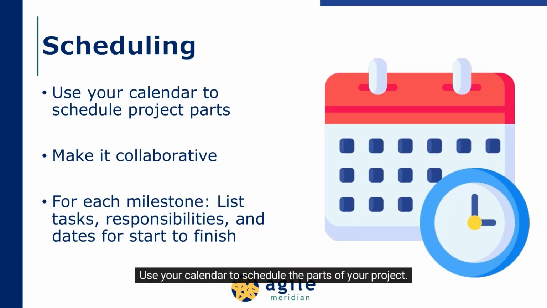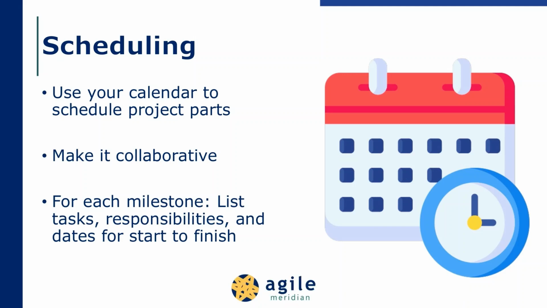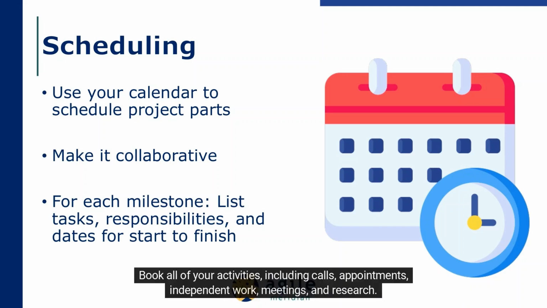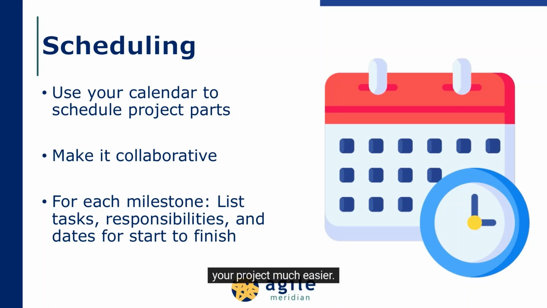Use your calendar to schedule the parts of your project. If you're using multiple calendars, combine them into one and make it collaborative so that the others involved can see it. Book all of your activities, including calls, appointments, independent work, meetings, and research. If they're all in one place where you can take in your tasks at a glance, this will make fitting in your project much easier.